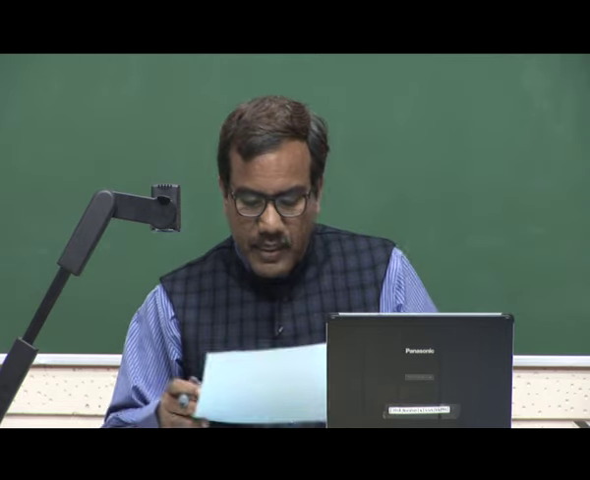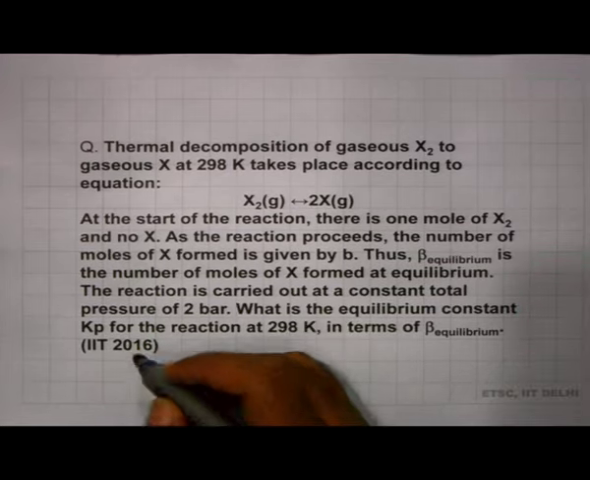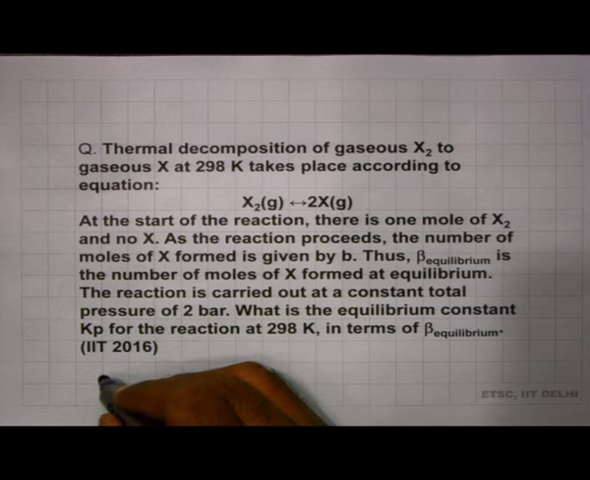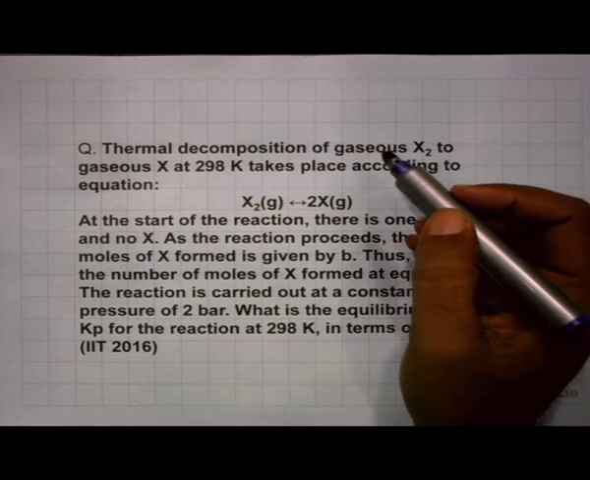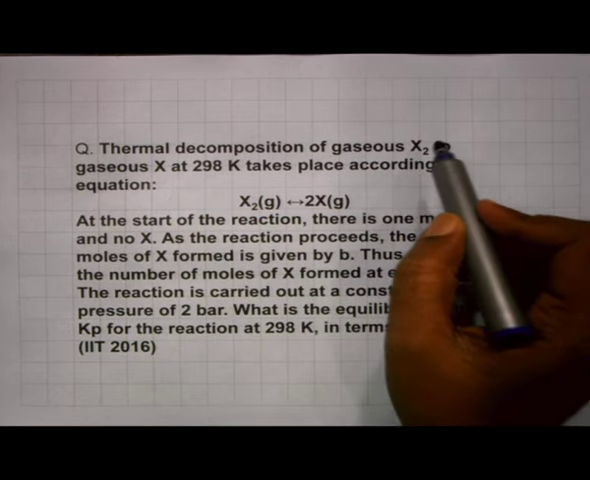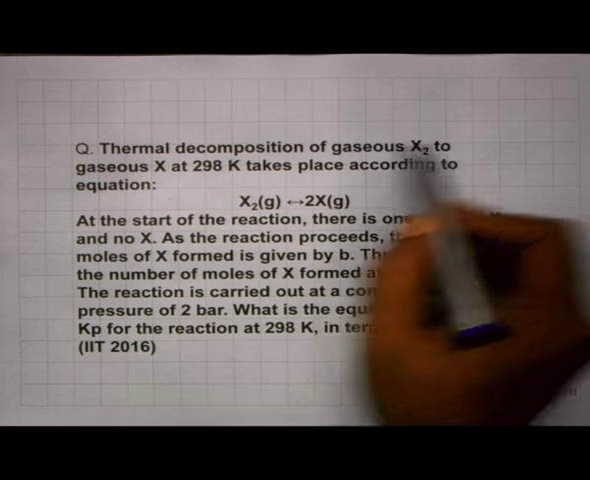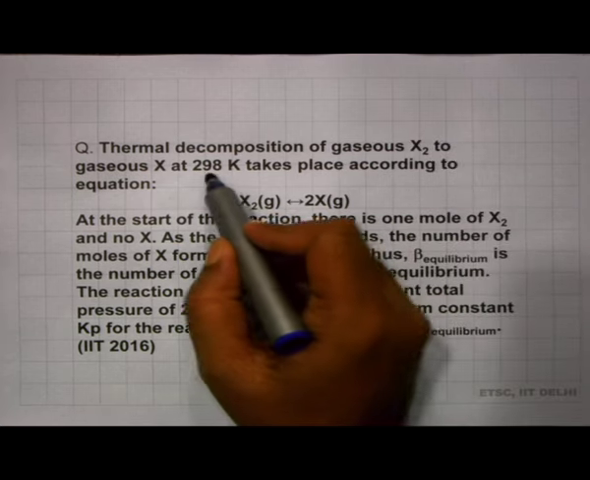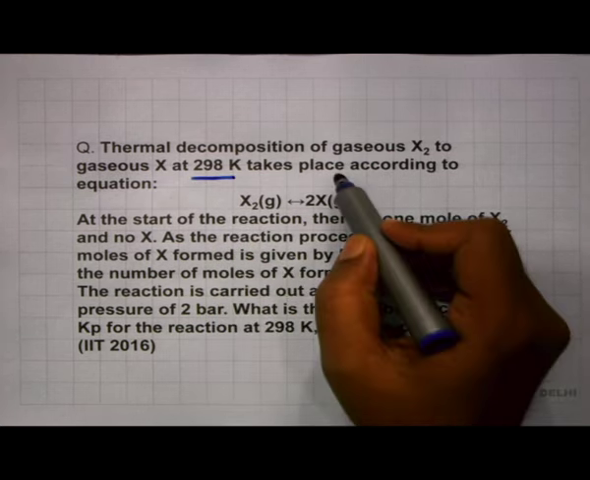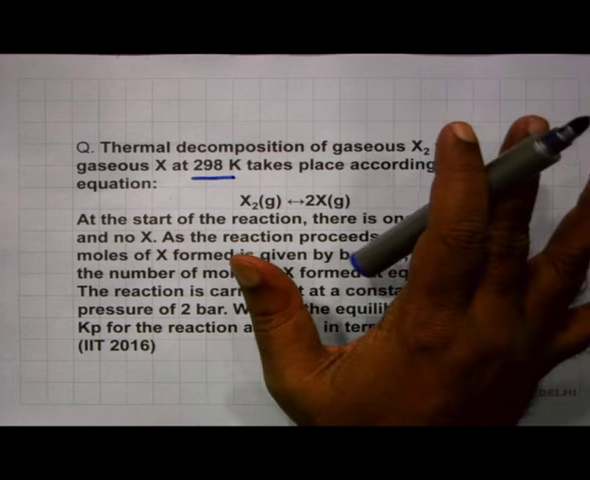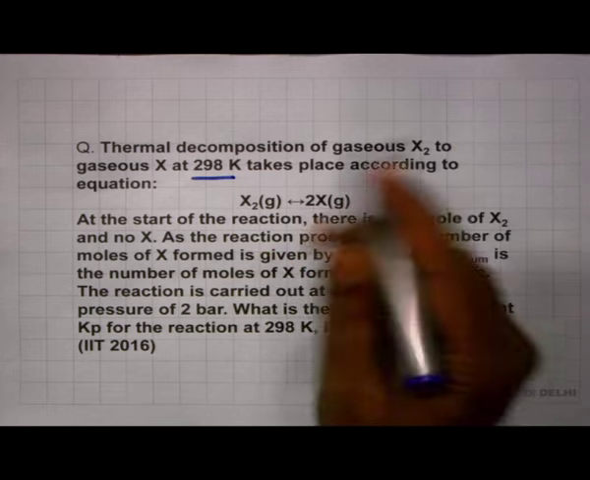Now, let us take the third question, and this came in 2016 for IIT Advanced. The question is, thermal decomposition of gaseous X2 to gaseous X. So, it is basically a dissociation reaction at 298 K that takes place according to this equation. X2 is going to 2X, basically dissociation is happening.